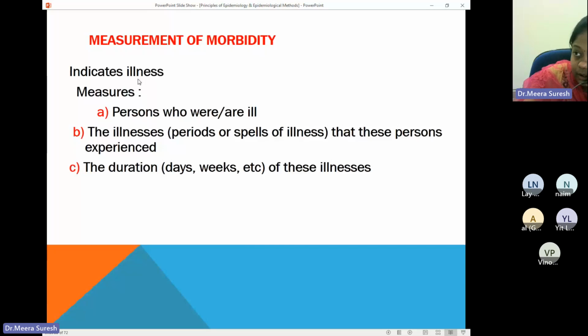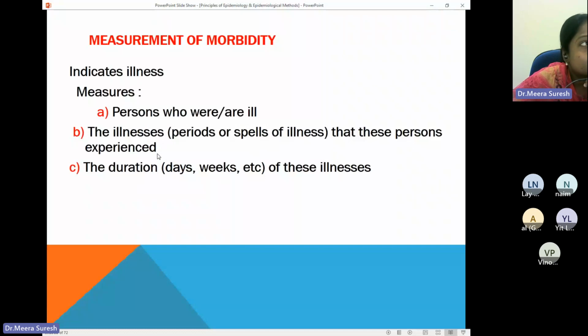And then when we finish that part of the paper, we have to mention that we already mentioned the death. Now we have to say how many people are living with tuberculosis. That is actually the measurement of morbidity, or it indicates illness. So it measures people who were or are ill. They may have had tuberculosis but got cured, but we mean the people who are currently having tuberculosis. It also indicates the illnesses or periods or spells of illness that these persons experience.